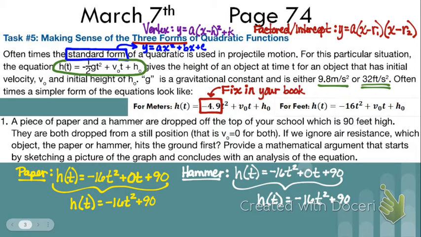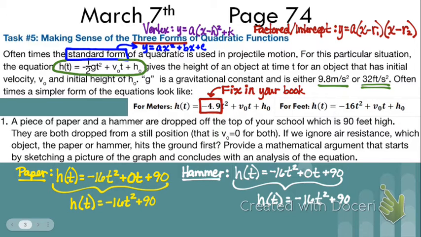What part of this graph doesn't make sense when I'm talking about dropping the hammer or dropping the paper? The negative side. Why not? Because you can't have negative time. So in this particular example, none of this makes sense as our model. The model is correct, but we have to think about what actually makes sense within this real world time constraint. Does that make sense?